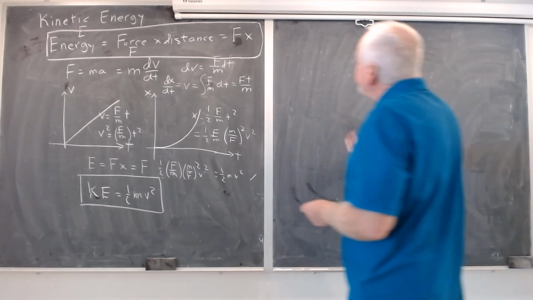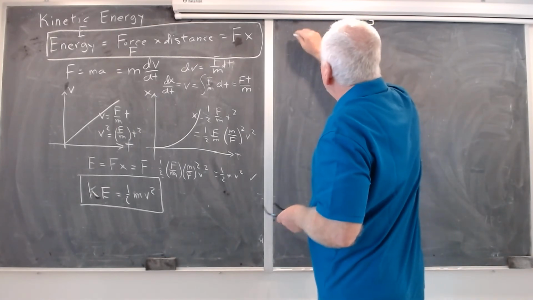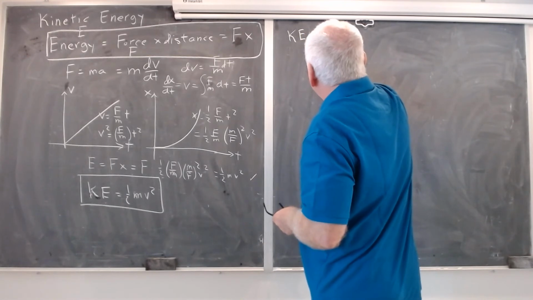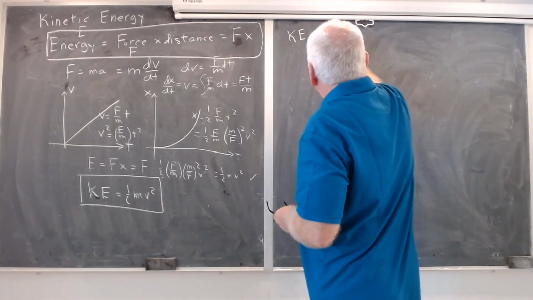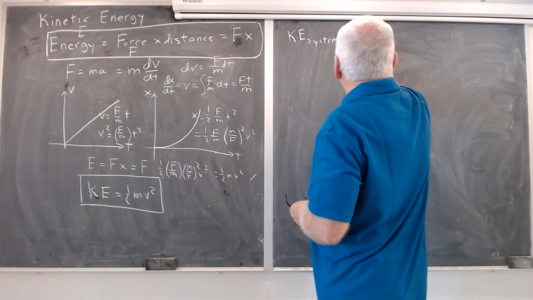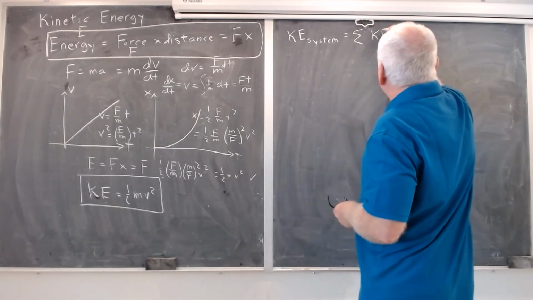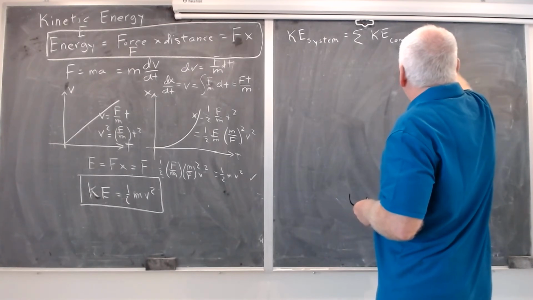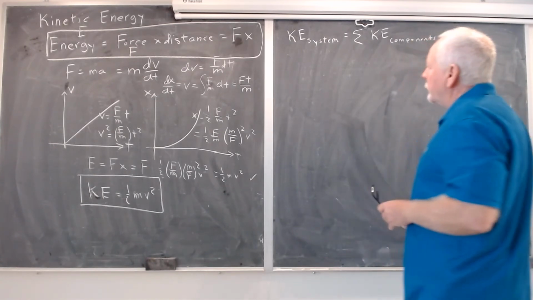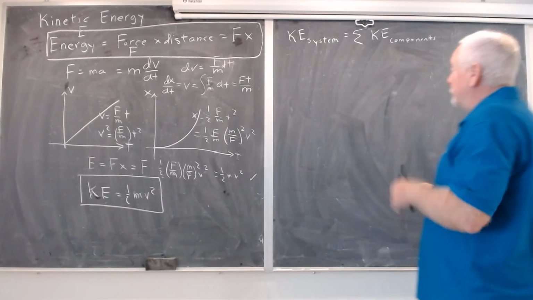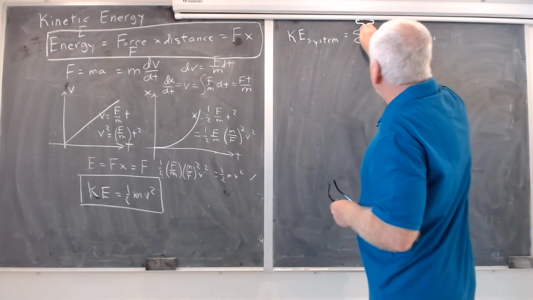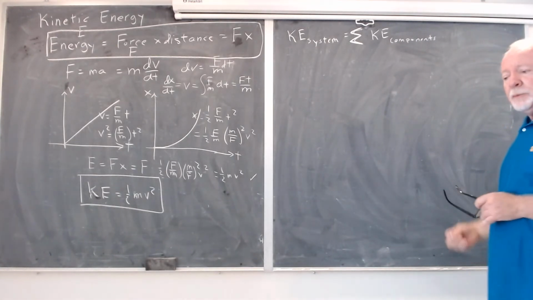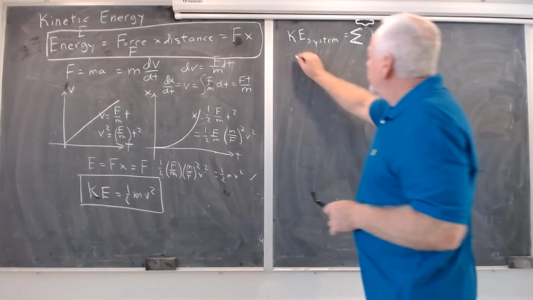And the way you do that is that the kinetic energy of a system is equal to the sum of the kinetic energy of the components. Or that's supposed to be sum here. And for example, let's do a flywheel.